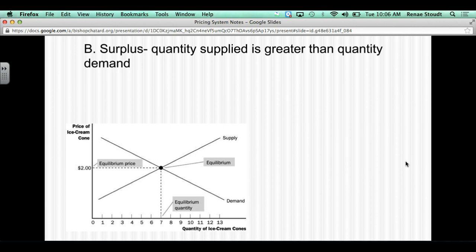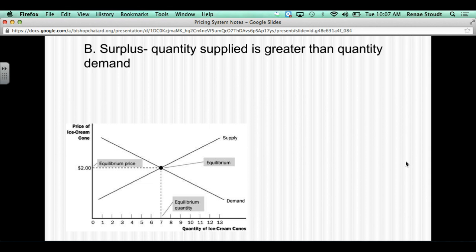What about if we go prices above equilibrium? If we pick a price anywhere up here, we draw a straight horizontal line, okay? What happens to the quantity at that particular price? It goes up. Are we going to have the quantity supplied or the quantity demanded higher at any price above equilibrium? Quantity supplied would be greater. Quantity supplied is greater.